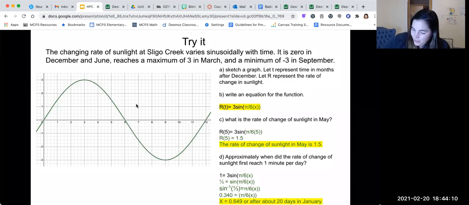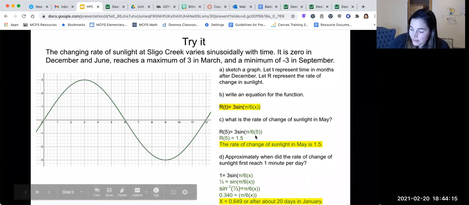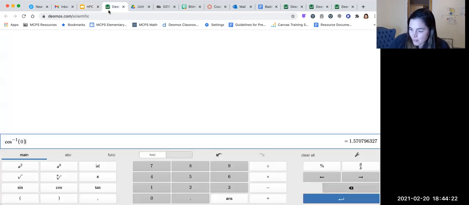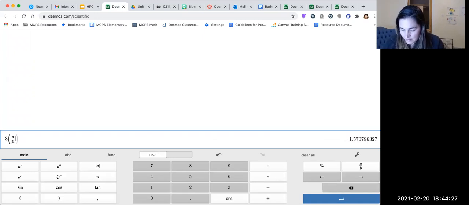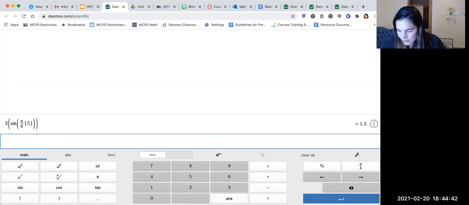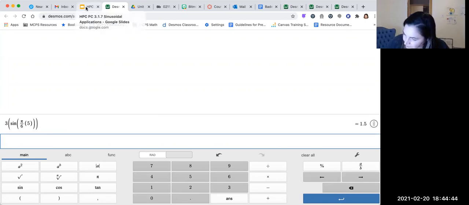Okay, what is the rate of change of sunlight in May? So plug in 5 for little t there, and we end up with 1.5. And again, if you need to see that model, this would look like this. So we have 3 times sine of pi over 6 times 5, because May is the 5th month. So there we go. So we're at 1.5.